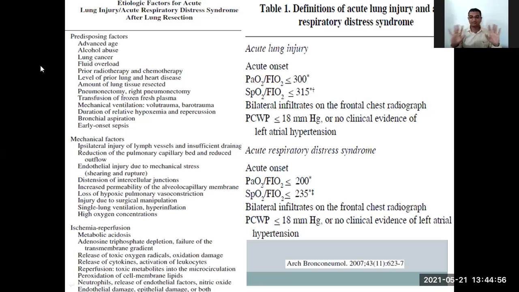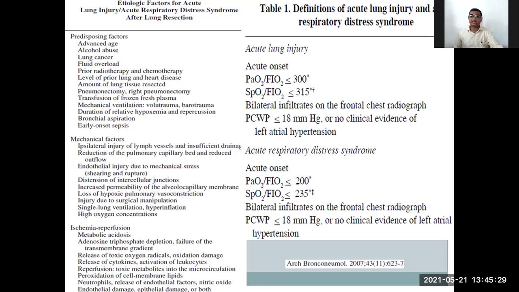Is it fine? Okay, we can go for another criteria to know about acute lung injury and ARDS. What is ALI? Both are acute onset. One criterion you know very well: PaO2 by FiO2 needs to be less than or equal to 300. But if it is less than 200, we can say it is a very severe form of ARDS.